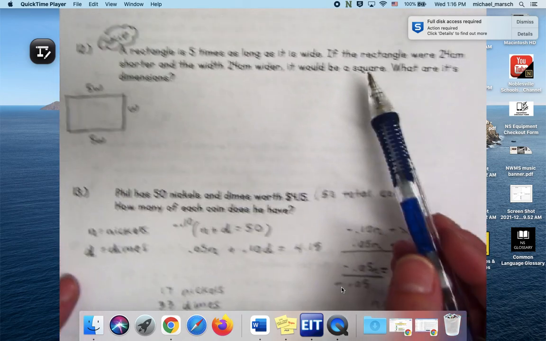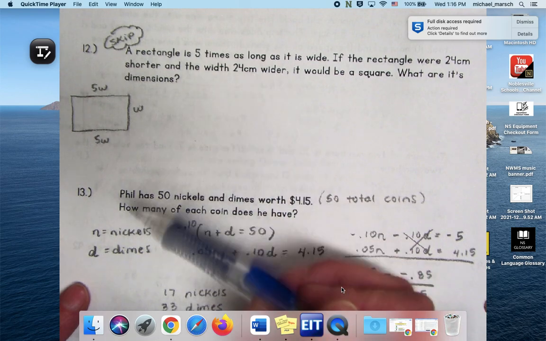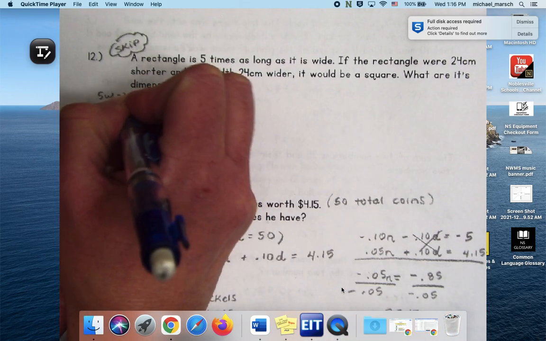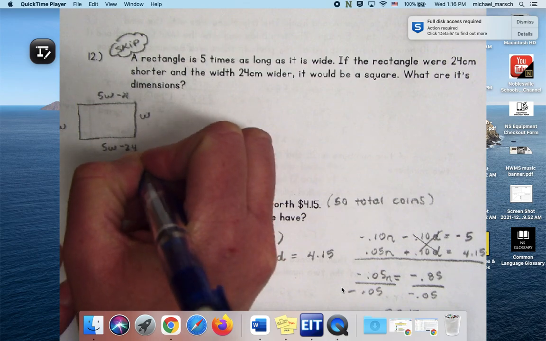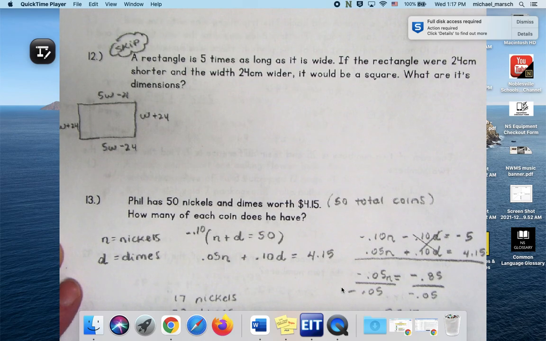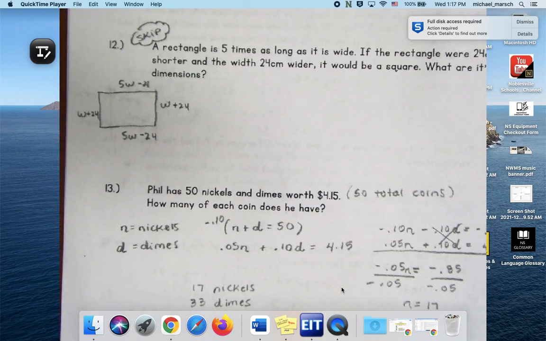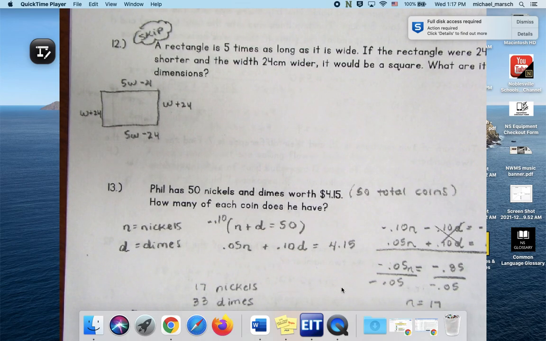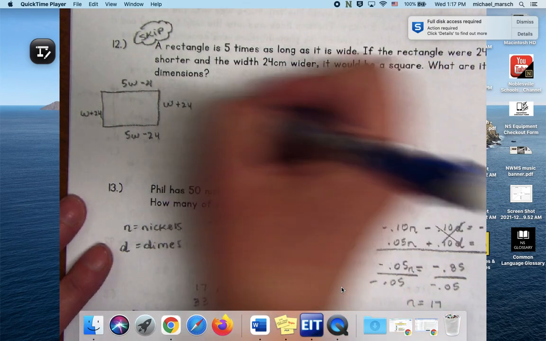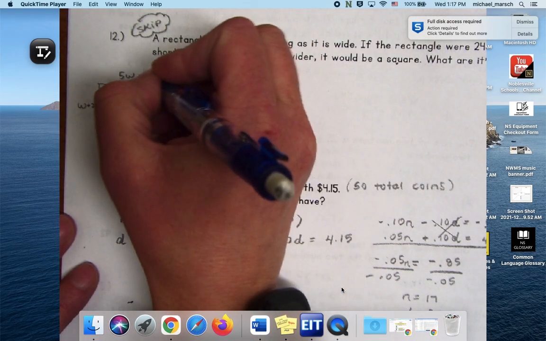Okay, if the rectangle were 24 centimeters shorter and the width were 24 centimeters wider, so if we took 24 off the length and we added 24 to the width, it would be a square. What are the dimensions? This is where it gets a little weird. This is where you have to make that leap. What do we know about a square? All the sides are the same length.